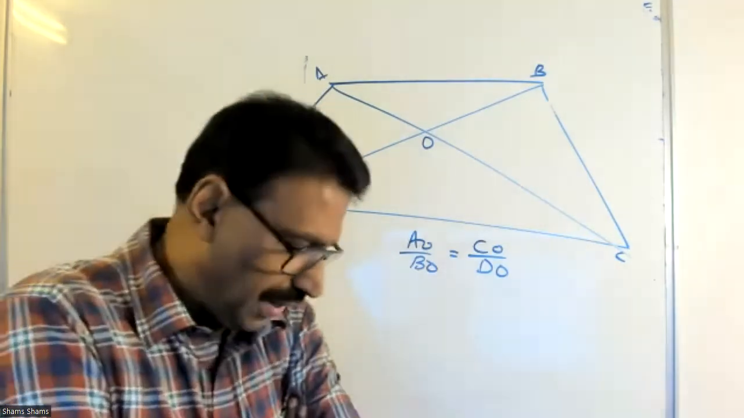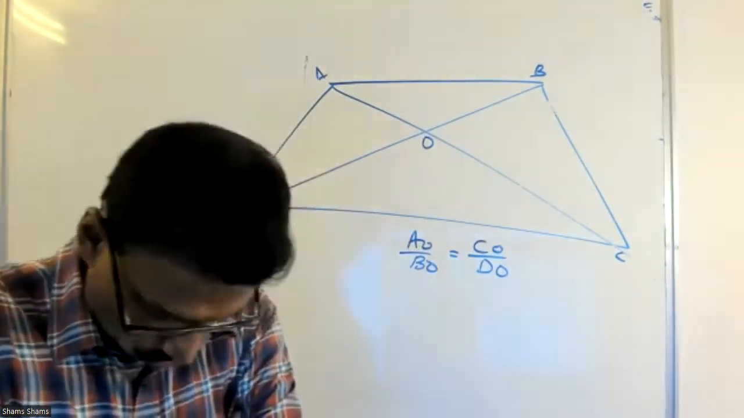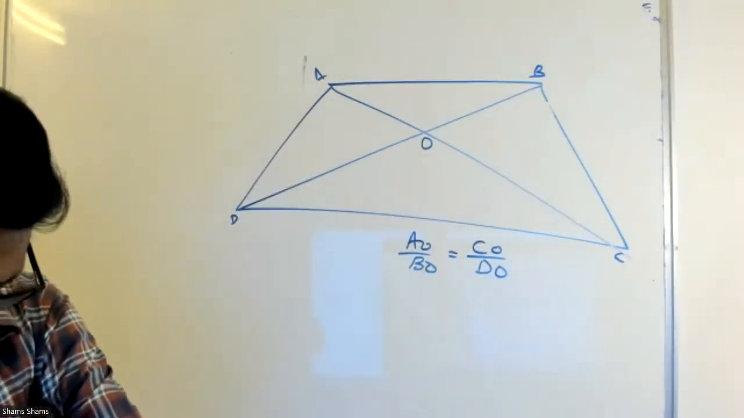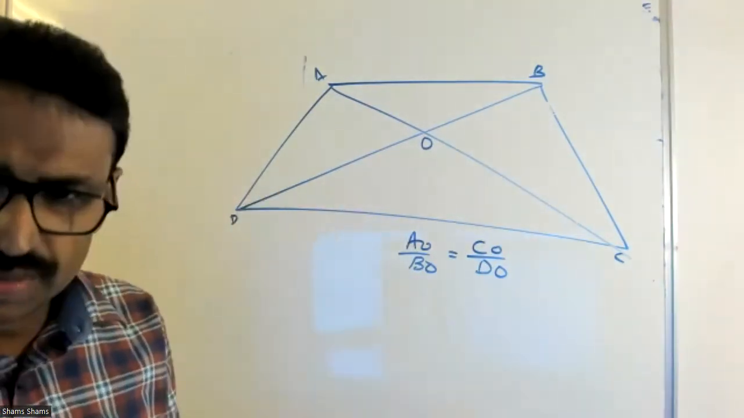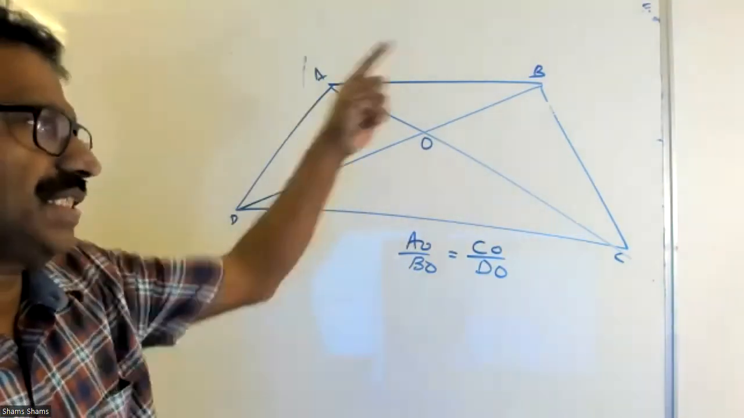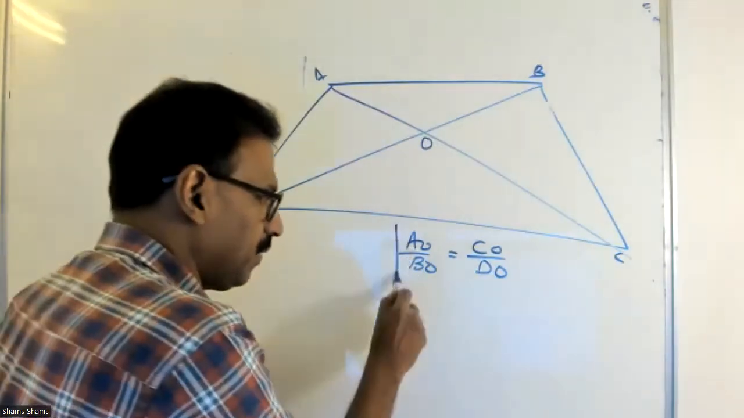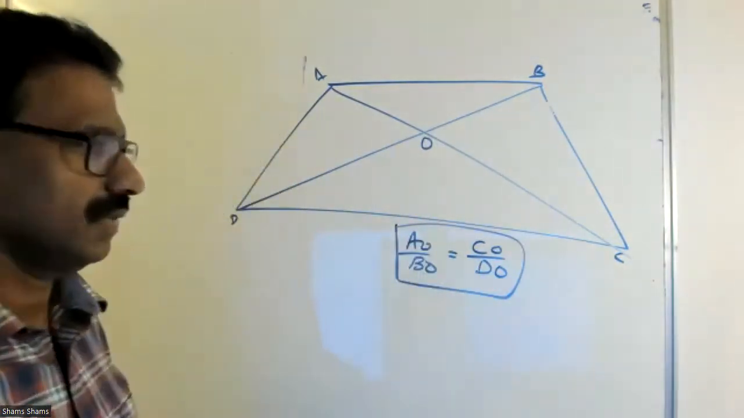Previous question, what is given? ABCD is a trapezium in which... Given ABCD is a trapezium, prove this one. Correct or not? Yes. Okay.